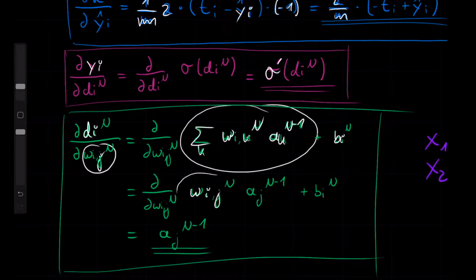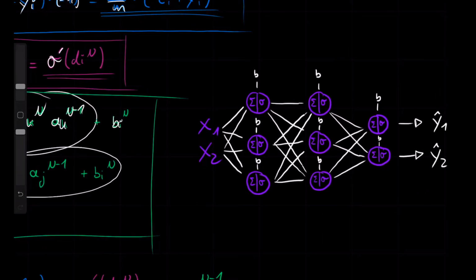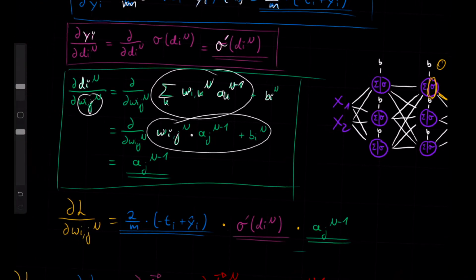And now taking the derivative of this part with respect to our weight is rather simple, since we only multiply with the activation of the previous layer. And so the derivative is just this activation. Looking at our network, this just means that how much this weight here can affect this neuron depends on the activation of the previous neuron. To give you some quick numbers, imagine the activation here is 0, then the weight here has no way of influencing the drive of this neuron here.